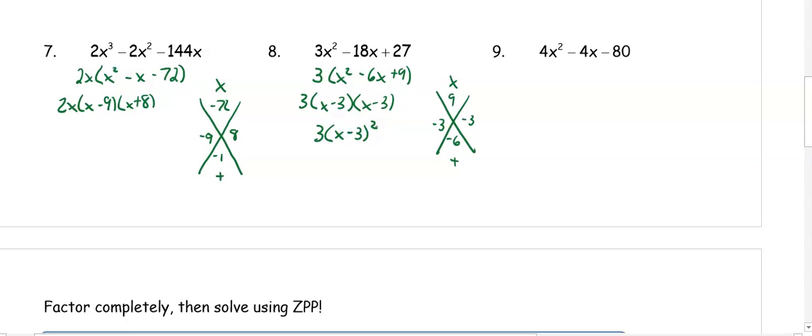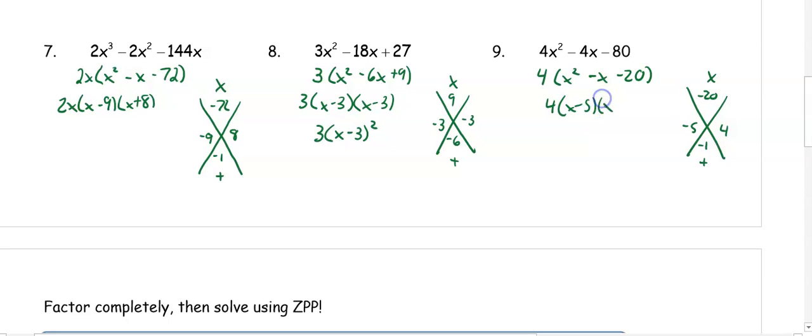In number 9, our GCF is going to be 4. So we're left with x squared minus x minus 20. We need two numbers that multiply to negative 20 and add to negative 1. So we want one of each sign. And the bigger number is going to be negative. So we would have negative 5 and 4. So it'd be 4 times x minus 5 times x plus 4.